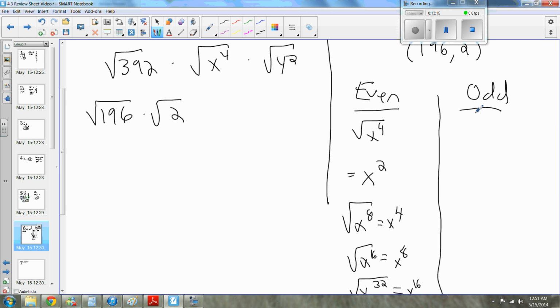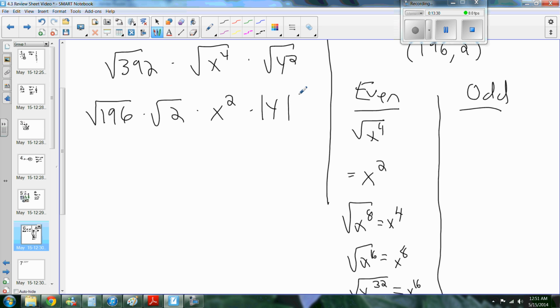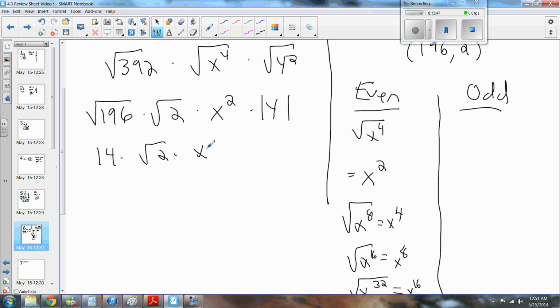In fact, we'll show odd in another problem when we actually have an example. So both of these are even. So we know for sure that the square root of x to the fourth is x squared. What's the square root of y squared? Y. We can put the absolute value sign around it now if you like. You can also do that at the end. The reason we put the absolute value is because y has an odd exponent. And 196 can be simplified to 14. So we have 14 times root 2 times x squared times absolute value y.